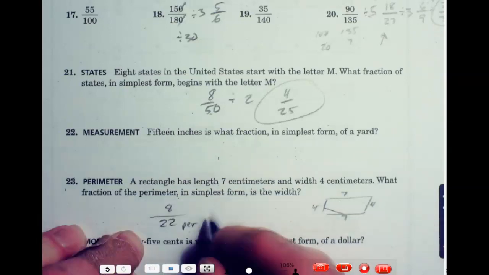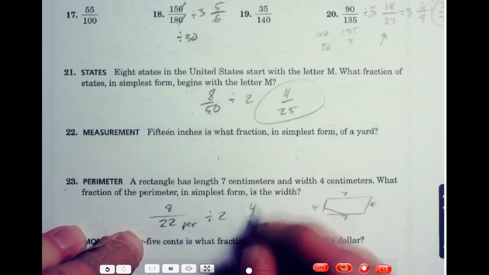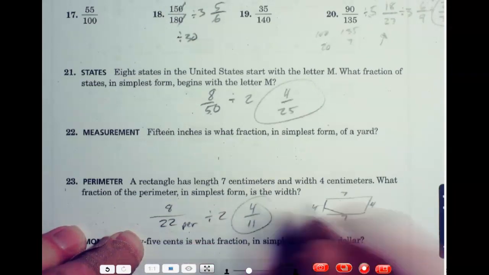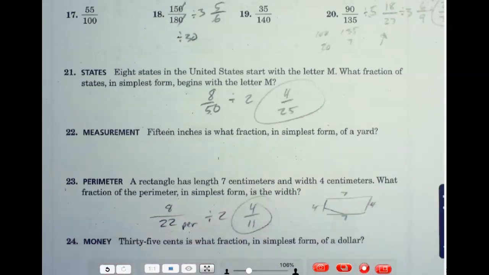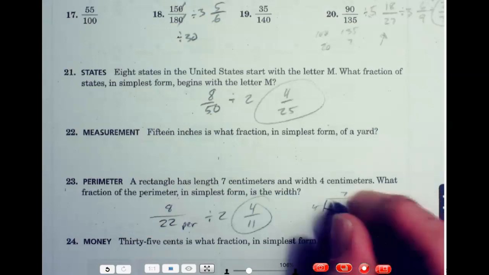8/22. So we can divide those both by 2, right? 8 divided by 2 would be 4. 22 divided by 2 is 11ths. So the width is 4/11ths of the perimeter. Now, that kind of makes sense because 5.5/11ths would be half, right? And we know that it's less than half because the width of it is 4, which is shorter than the length.